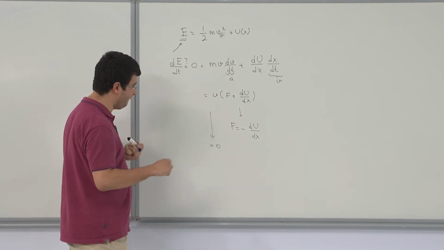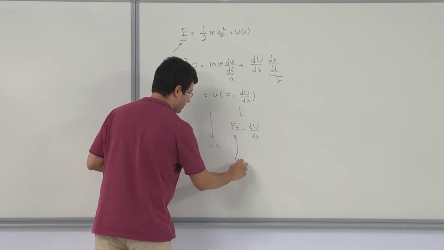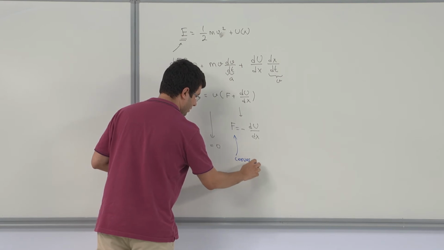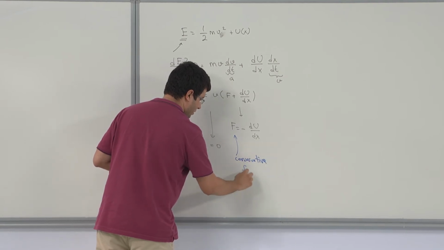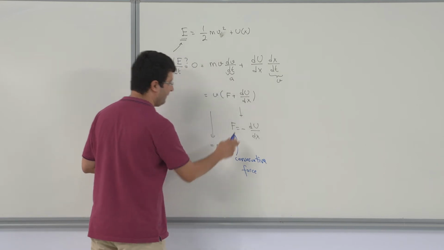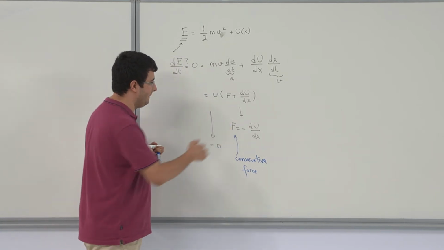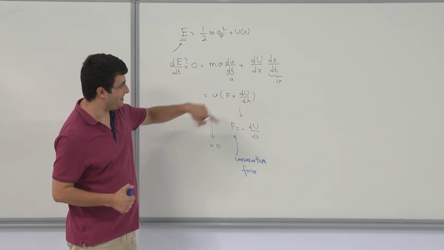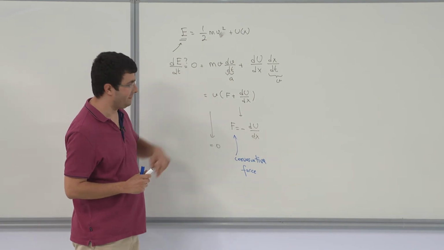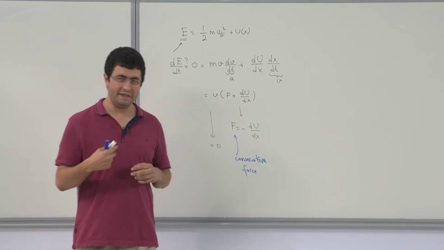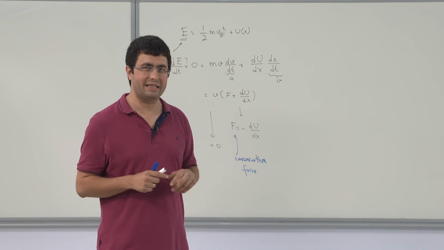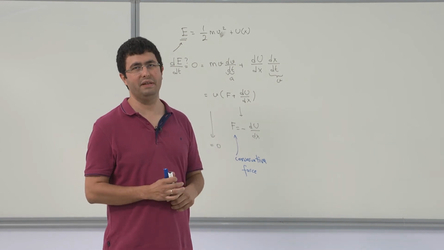And I call such a force a conservative force. So a conservative force is the force that's caused by the change in potential energy, and a conservative force is a force that drives the system, and the work that's done by this force is path independent.